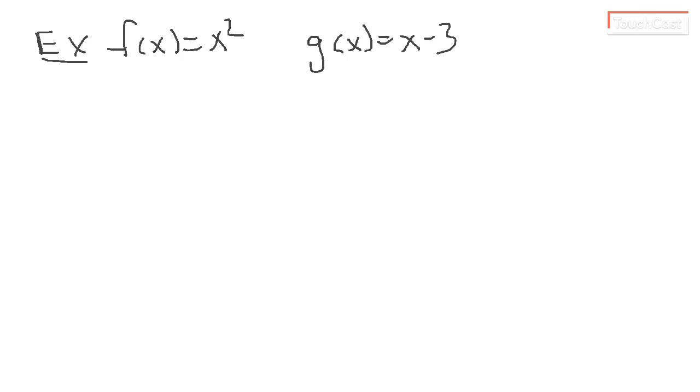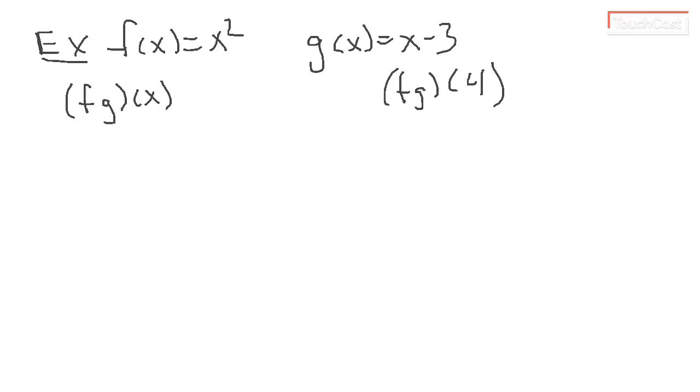This time I want us to find the product of two functions, and I'm going to use two different functions this time. We're going to use f of x is equal to x squared, and g of x is going to equal x minus 3. We're going to find f times g of x, and then we're going to also find f times g when x is equal to 4.